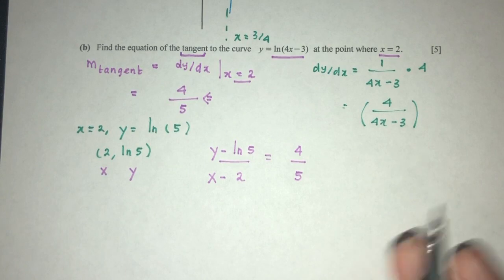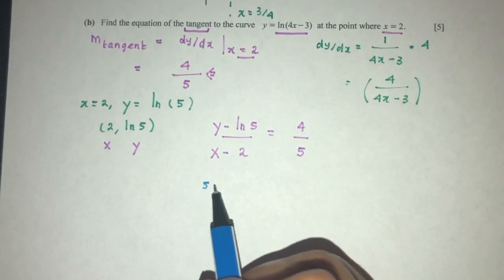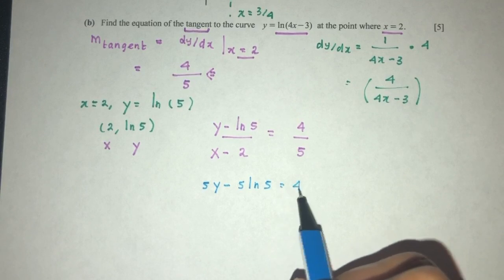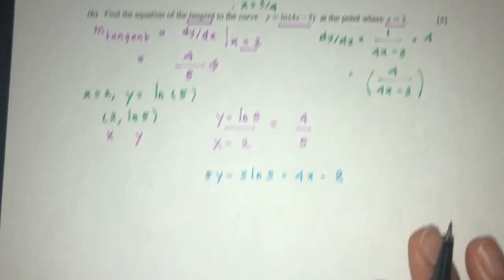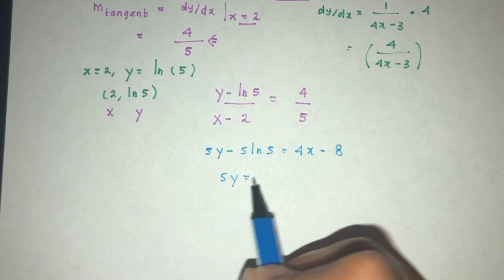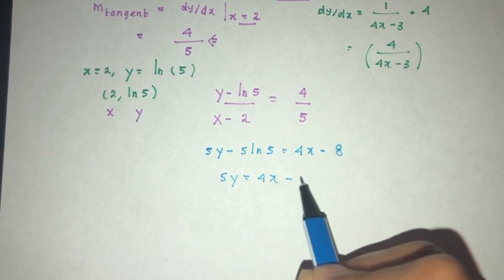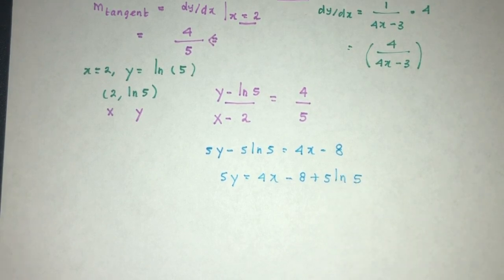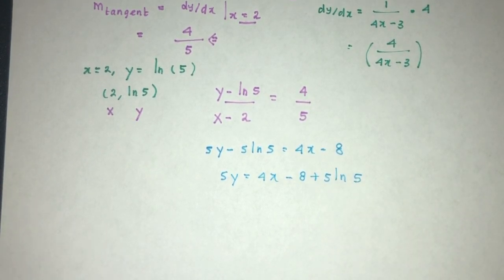So now we have to cross multiply, you will have what? 5y minus 5 ln 5, and that will be 4x minus 8. Now we can send everything to one side. You will have 5y is equal to 4x minus 8 plus 5 ln 5. Again, you can simplify if you want to, up to you guys, or you can make y the subject, up to you guys. That will be question number 7.